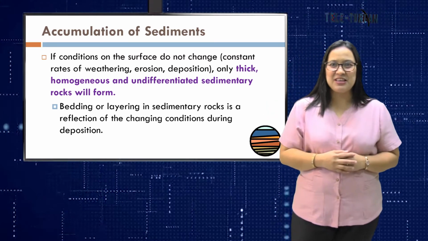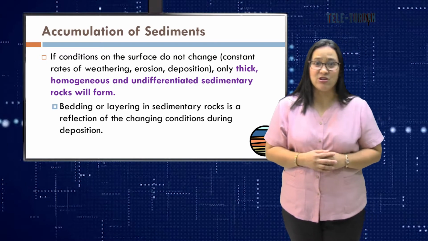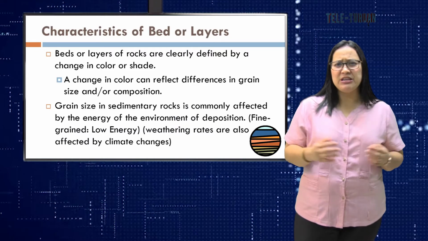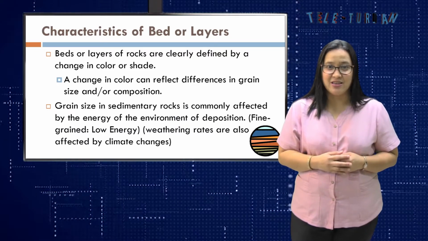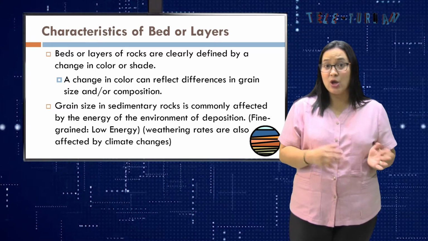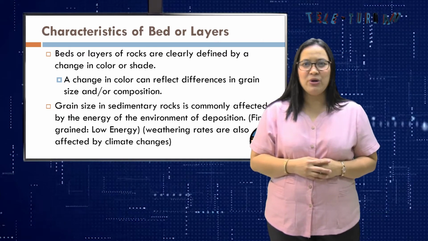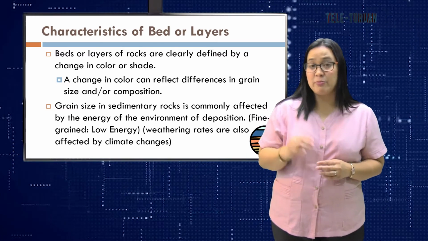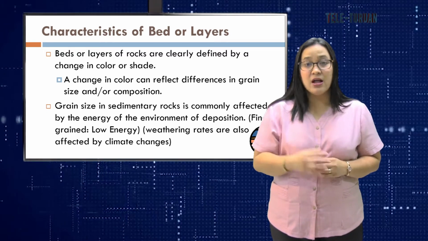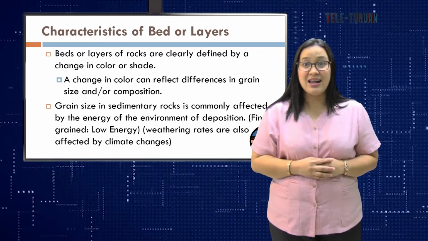Bedding or layering in sedimentary rocks is a reflection of the changing conditions during deposition. Beds or layers of rocks are clearly defined by change in color or shape. And a change in color can reflect differences in grain size and or composition. Grain size in sedimentary rocks is commonly affected by the energy of the environment of deposition. So it's like fine grain means low energy. And another is weathering rates are also affected by climate changes.